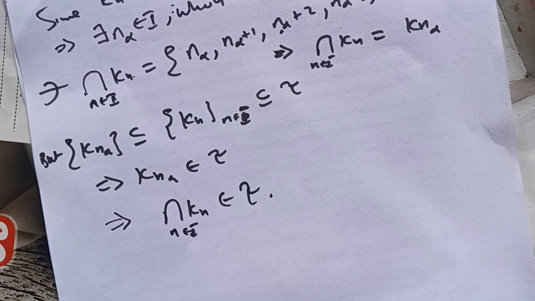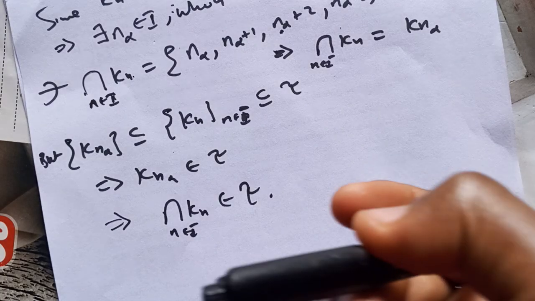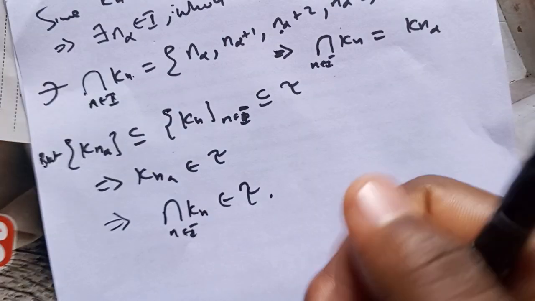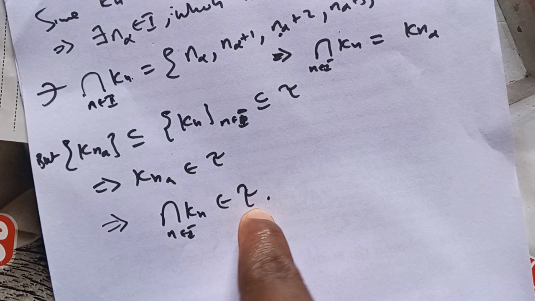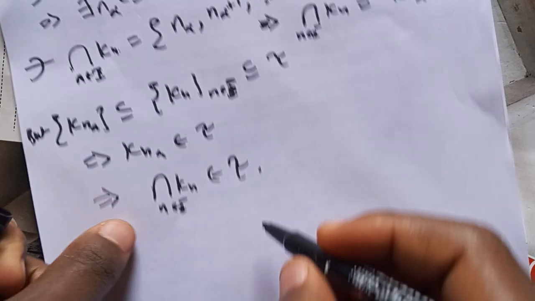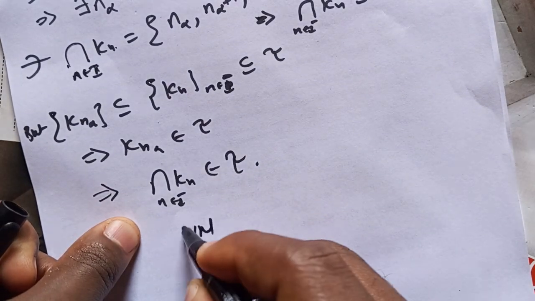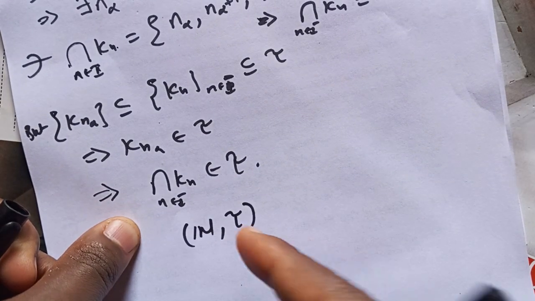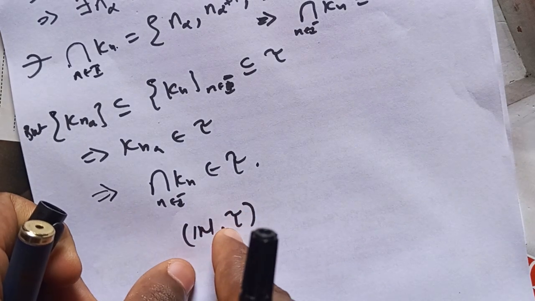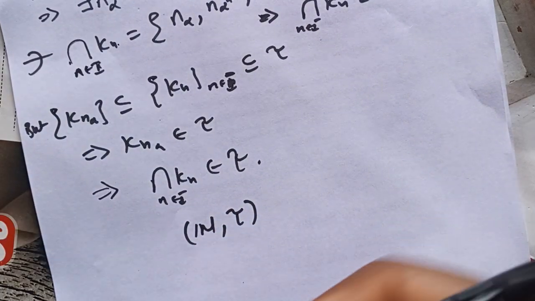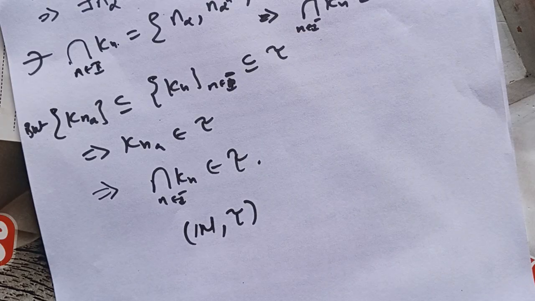So we have shown that the empty set is in tau, the whole set is in tau, the arbitrary union is in tau, and the finite intersection is in tau. Then we can conclude that tau is a topology on N. Remember that when we have N comma tau, this becomes a topological space. So this is a topological space.